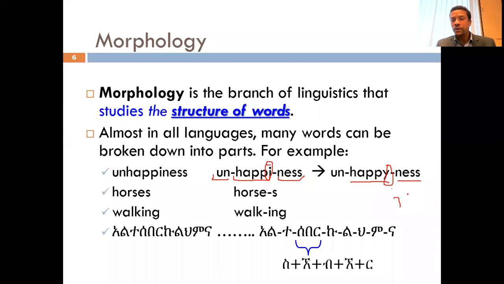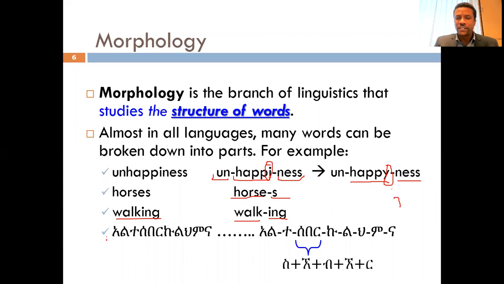And this is a property of the language. We cannot do anything about this one. If you see the word horses, it is a combination of horse and the plural marker s. If you see the word walking, it is a collection of the word walk and ing, which is a progressive marker. So analyzing words in such a form is what we call the study of morphology.